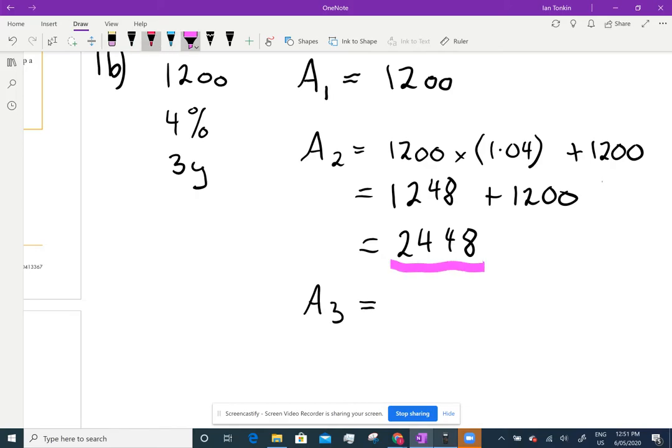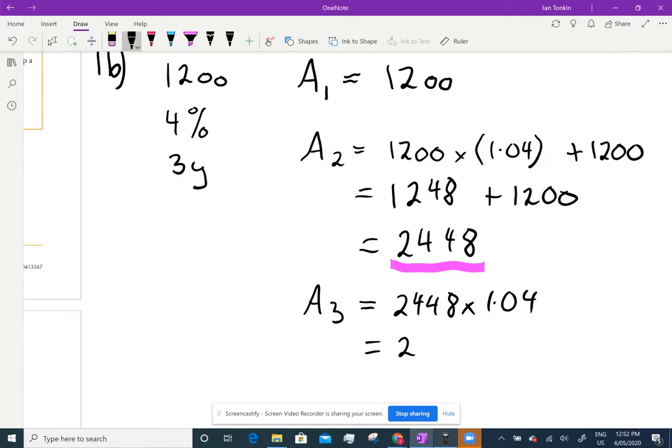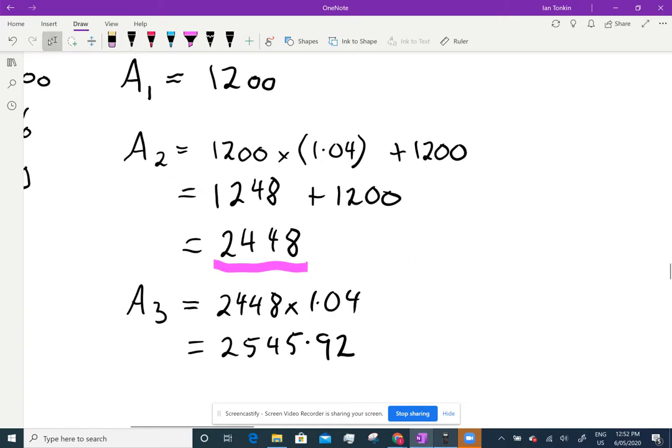that 2,448 has earned 4%. So it's 2,448 times 1.04. I'm just going to double check 1,248 because I would have hated to have made that wrong, plus 1,200. Okay, and I times that by 1.04, and I get 2545.92. But remember, another 1,200 has been added.